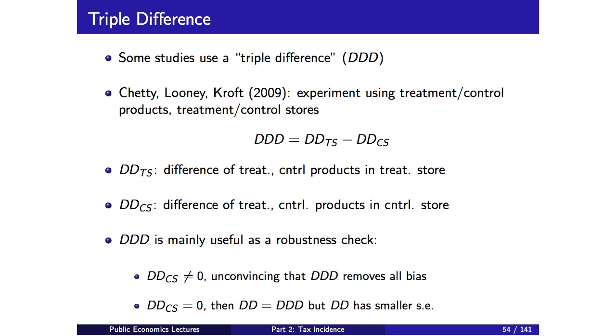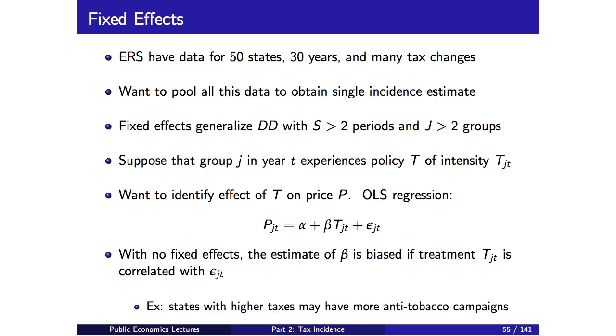So I think these types of triple differences are basically useful as a specification check, but I would not see that as the primary thing that you're going to do.